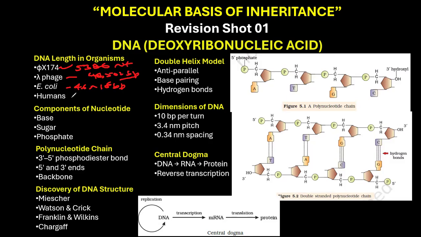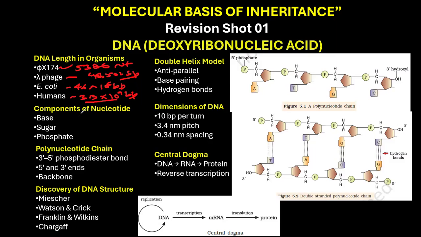This is the data from your textbook. You can check it in the textbook also. When we talk about human beings, what is the haploid DNA? It is 3.3 into 10 to the power 9 base pairs. This is the haploid, one strand of the DNA.